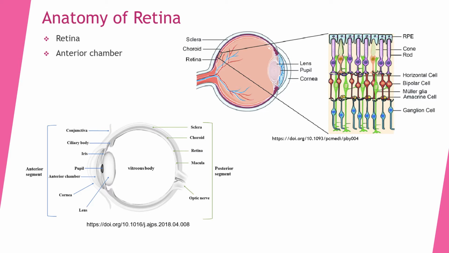Let's review a very simple anatomy of the eye. The retina is the innermost layer of the eye, while the middle layer is the choroid and the outer layer is the sclera. The anterior chamber is the space surrounded by the cornea anteriorly and the pupil and the iris posteriorly. Sickle cell disease can affect these areas the most.